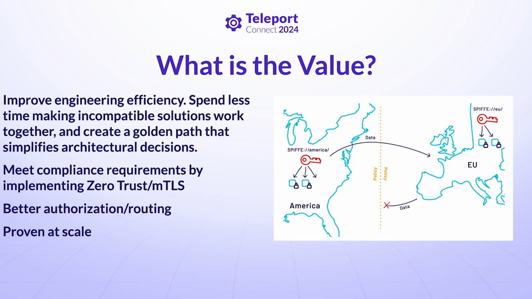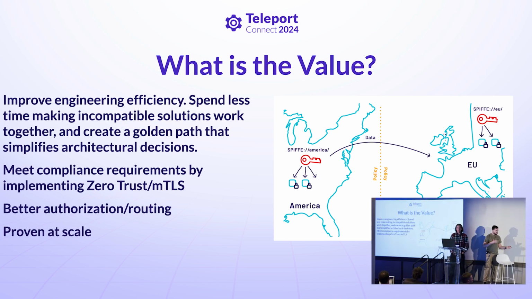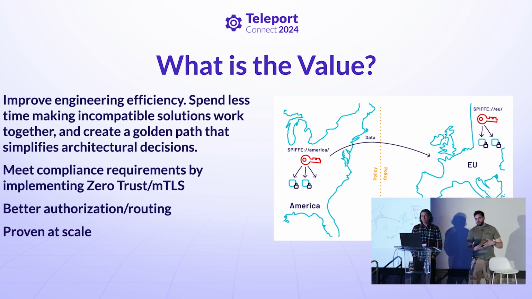Now, not only are you saving your engineers time, but you'll be increasing their efficiency. They'll waste less time gluing together incompatible workload authentication solutions. And more importantly, you're creating a golden path that simplifies architectural decisions. Now, what do I mean by that? When it comes time for your engineers to create a new service or add a new feature, they'll already know how that workload is going to be able to authenticate to other workloads securely. You've given them a framework. They can focus on building the feature that actually matters to your customer rather than solving a problem that's been solved 1,000 times before. It's also giving you the tools to meet the compliance requirements of today and tomorrow.